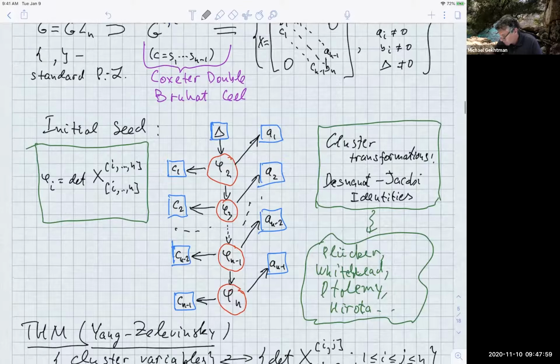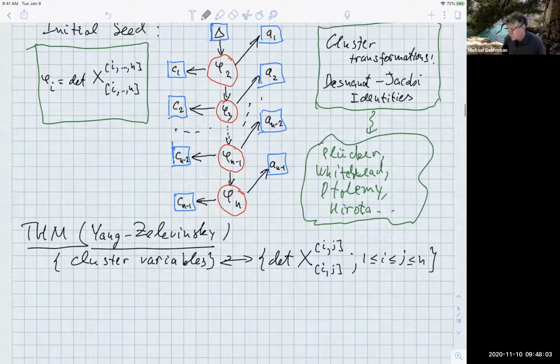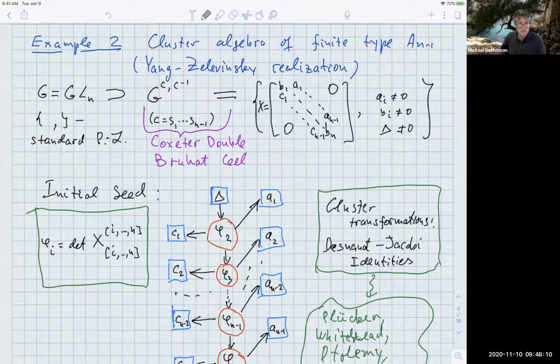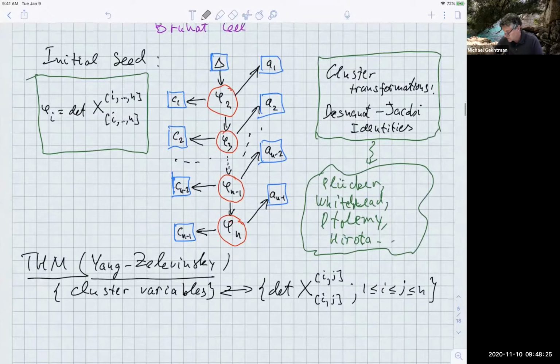You can describe all cluster variables as just dense principal minors of this tridiagonal matrix. So that's another example. And therefore we will have completeness, because in particular it will include all one by one dense principal minors. So all the entries of X will be restored. We will see a generalization of this later.